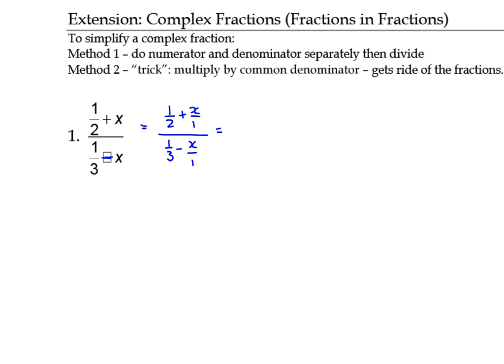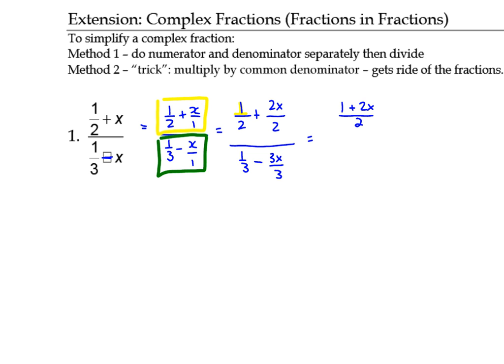So we're going to separately get common denominators. For the numerator, we're going to get a common denominator of 2. So it becomes a half plus, what does that become? 2x over 2. We multiply top and bottom by 2. All over this guy, what's that going to become? Here, common denominator will be 3. So it becomes 1 over 3, oh yeah, it's a minus, thank you, minus 3x over 3. We do that so that we can now add those numerators. We can add 1 plus 2x and put it all over 2, divided by 1 minus 3x all over 3.